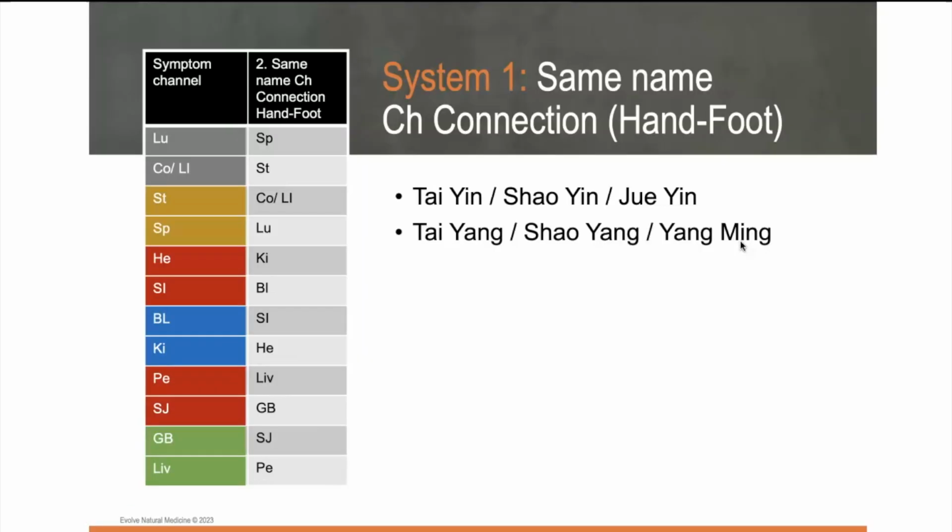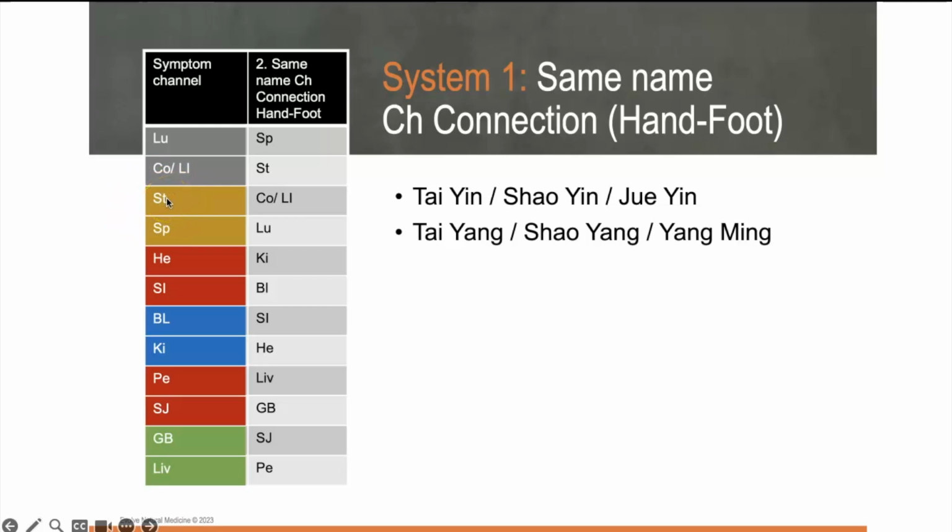So what we're looking at, system 1, essentially it's the same name channel connection, and we balance between the hand and the foot. So we go almost like opposites. So if we look at the symptom channel here in the first one, the lung channel, it's Tai Yin hand, and it will be balanced by Tai Yin foot, which is the spleen. When we're looking at the colon channel, large intestine, Yang Ming hand will be balanced by Yang Ming foot. When we're looking at the stomach channel, again, it's basically reverse.